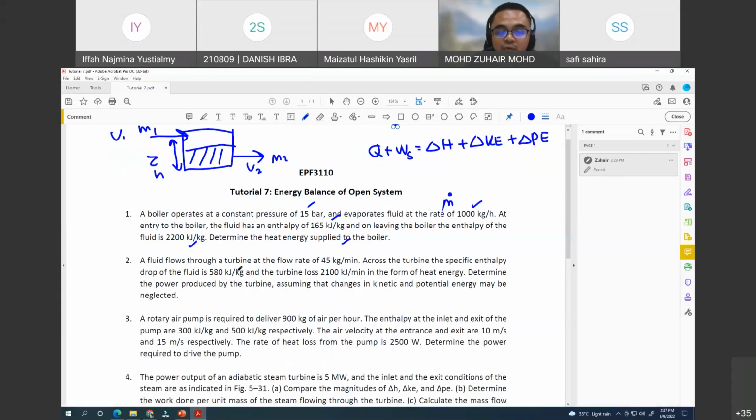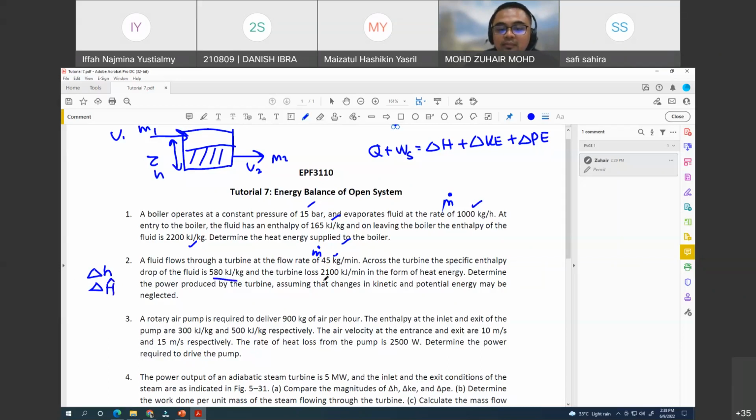A fluid flows through a turbine at the flow rate of 45 kg per minute. Okay, so there is also the m dot. Across the turbine, the specific enthalpy drop of the fluid is 580 kJ per kg. So it's a drop, so this is delta and it's a specific enthalpy. So it's not big H, it's a small h, or H with caret.